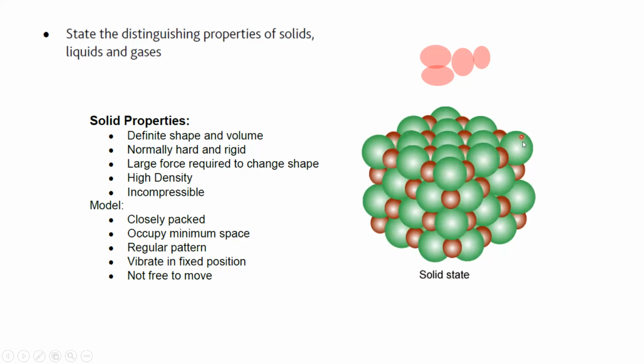In solid, the arrangement is regular. In liquid, no regular arrangement. In gases, no regular arrangement. In solid, the particles can vibrate. In liquids, particles can vibrate as well as move around each other or move past each other. And in gases, the particles move randomly at high speed.